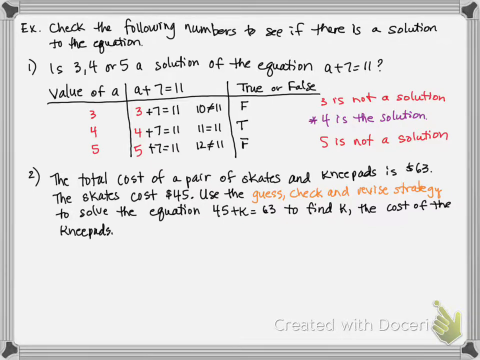The skates cost $45. Use the guess, check, and this is the be intelligent part, revise strategy. So revise means based on the guess you took and the answer it gave you, be smart about how you choose your next number. Don't just willy-nilly pick. To solve the equation, 45 plus k equals 63, to find k, the cost of the knee pads. Okay, so we're going to start with that equation.